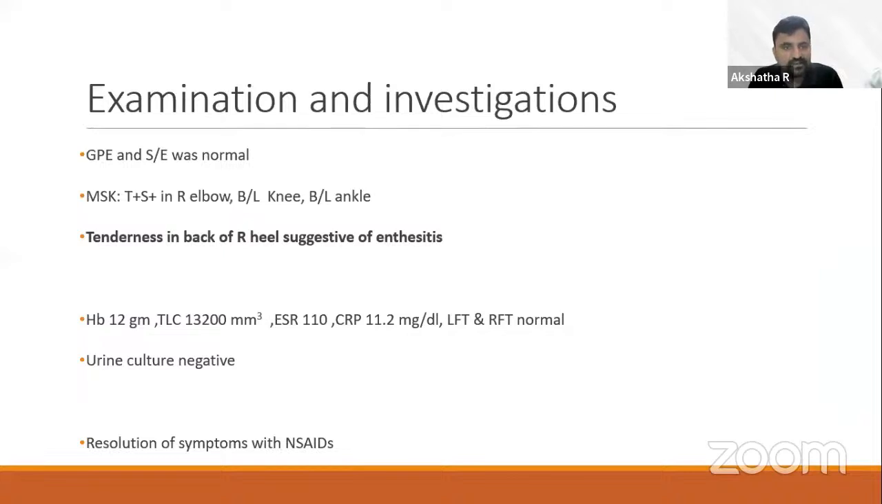So our patient had involvement of the right elbow, bilateral knee, and ankle. So this was a predominantly lower limb involvement, and large joints were involved, and there was a history suggestive of enthesitis. The patient had tenderness in the right heel at the insertion site of the tendo Achilles, and his investigations showed raised inflammatory markers, and there was a prompt resolution of symptoms with NSAIDs. This was a case of reactive arthritis.